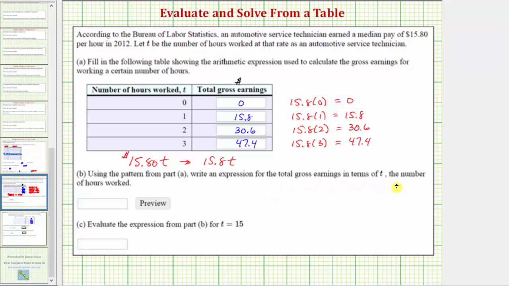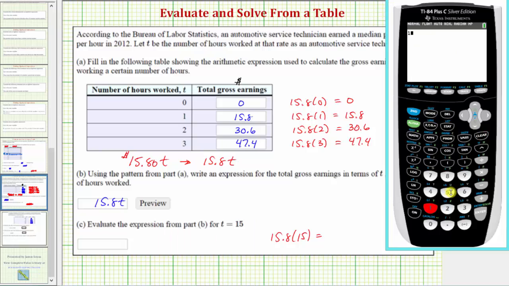of T, which we already did. That would be 15.8 T. Part C, we're asked to evaluate the expression for T equals 15. So if we substitute 15 for T in our expression, we would have 15.8 times 15. Let's go ahead and find this product on the calculator. So 15.8 times 15 is equal to 237.